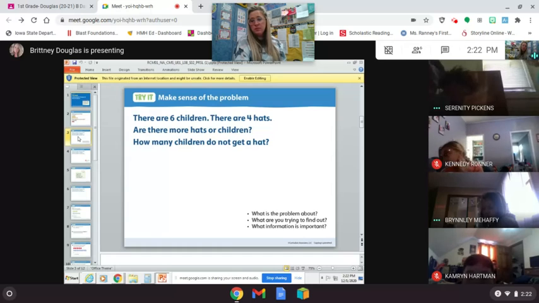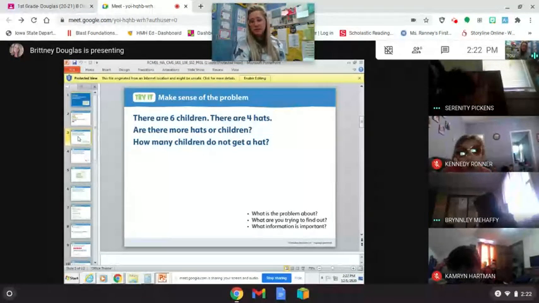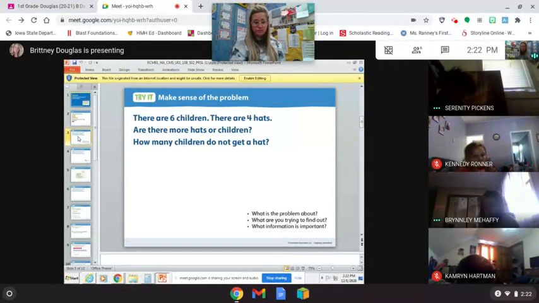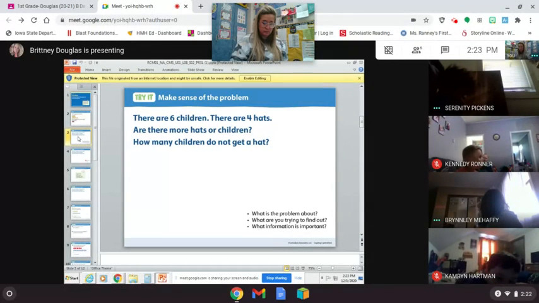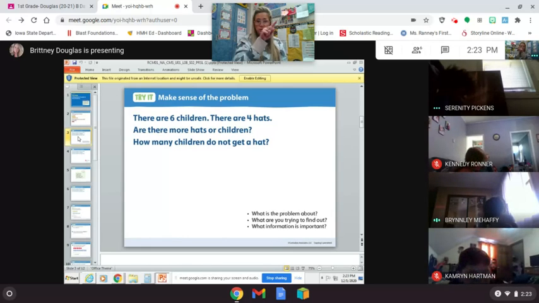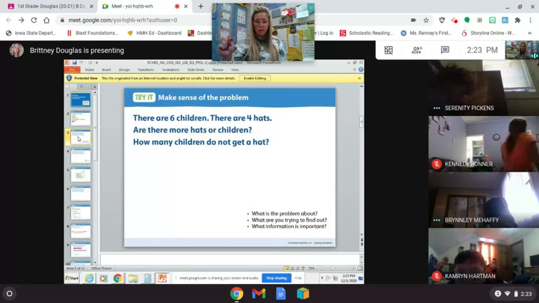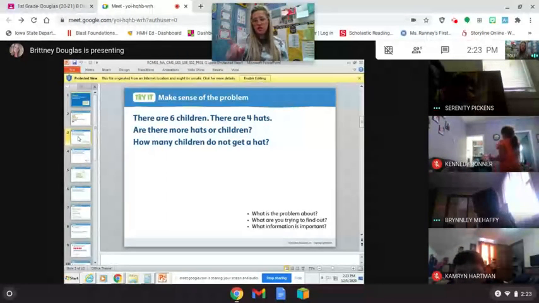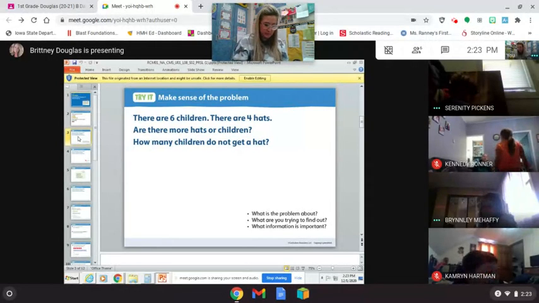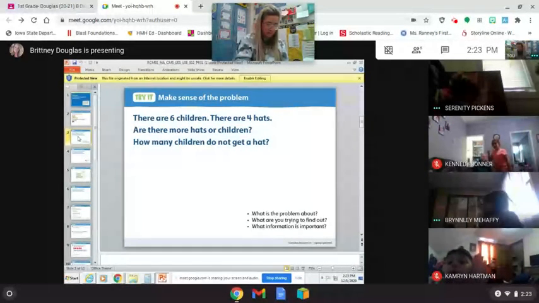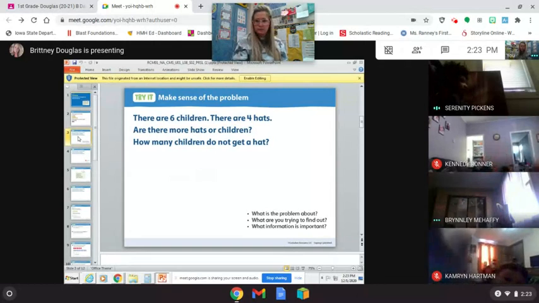Let me read the problem to you again. There are 6 children. There are 4 hats. So one row is going to have 6 in it. What's the other row going to have in it? 4. So draw me a row of 6. Draw me a row of 4. Make a line to partner them up. And we're going to see how many children do not get a hat. You need to put that in your lap so it can be a straight line.